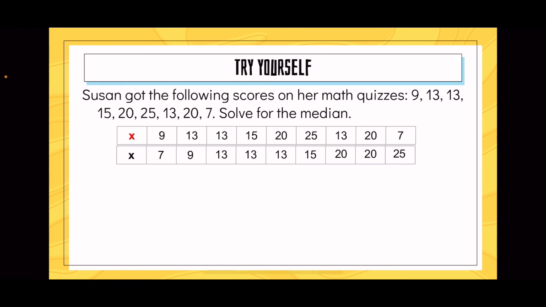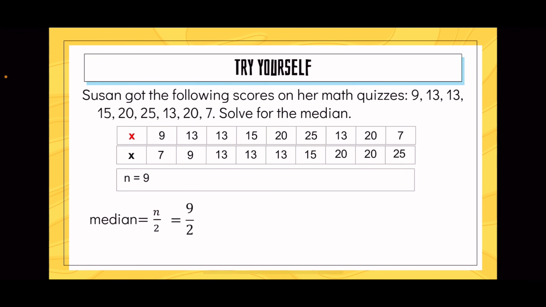Next, what we are going to do is count the total number of scores. The total number of scores in this set of data is equal to 9. Is 9 an odd or an even number? Very good. It's an odd number. So the median is equal to n divided by 2. We are going to substitute n. It will become 9 divided by 2, and 9 divided by 2 is equal to 4.5.